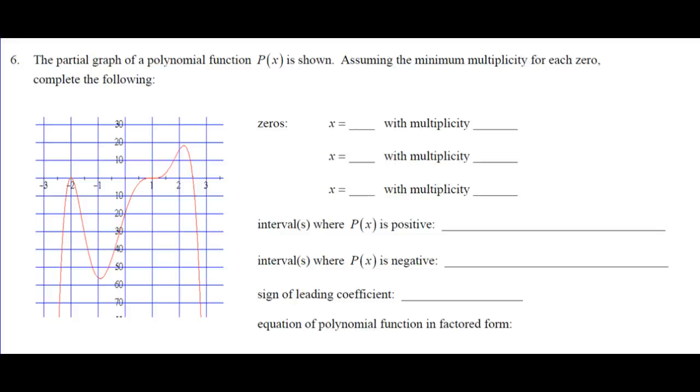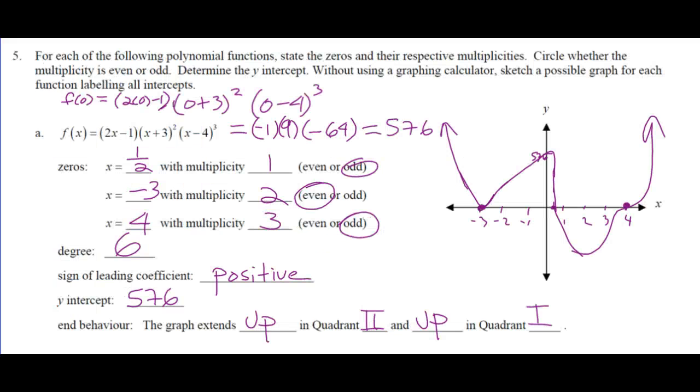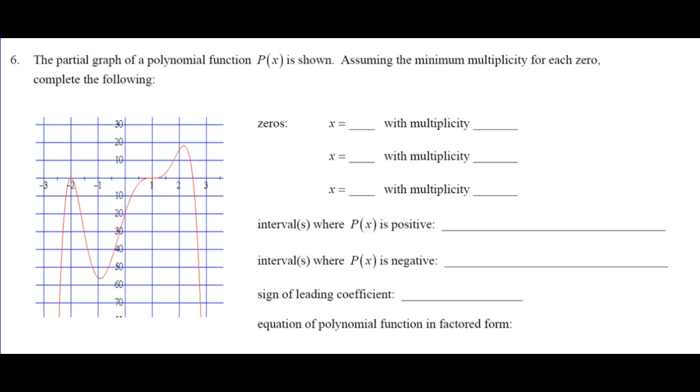Oh, and then. Okay, the partial graph of a polynomial function, right? So what do we just do? Given an equation, we figured out the characteristics from the equation, we drew the graph. Now, given a graph, or partial graph, assuming the minimum multiplicity from the graph, we're going to say stuff, right? So I've got a 0 when x is equal to negative 2 with the multiplicity of, assuming the minimum, 2, right? Turning, so it's got to be even.